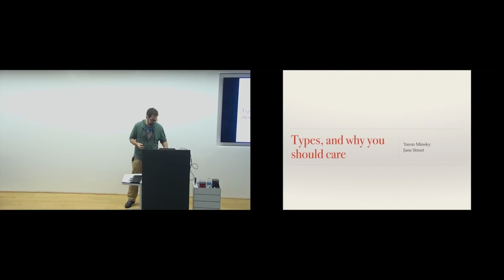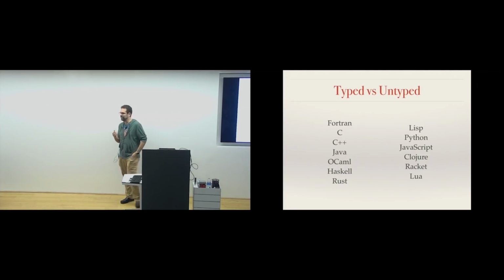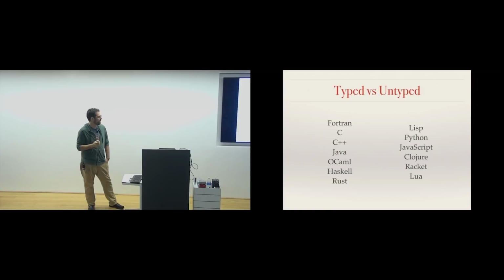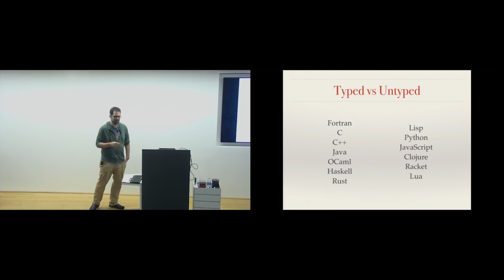So what's the problem we're talking about? What's the question? The difference I'm talking about is in some sense demonstrated by the two columns of programming language names. On the left hand, we have typed languages: Fortran, C, C++, Java, sort of more ordinary ones on the top, weird, unpopular ones on the bottom: OCaml, Haskell, Rust. On the right, we have Lisp, Python, JavaScript, etc. Lua is a fun one on the bottom.